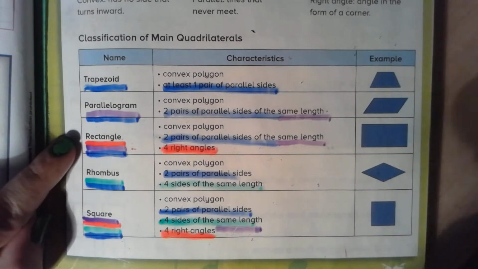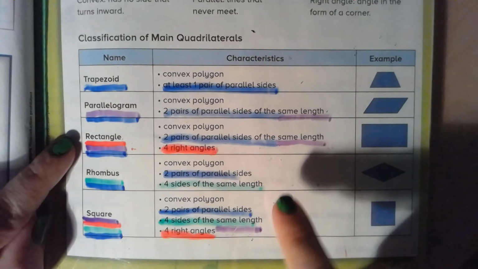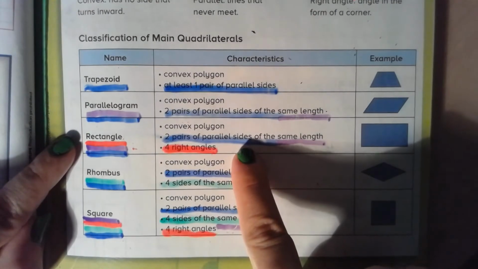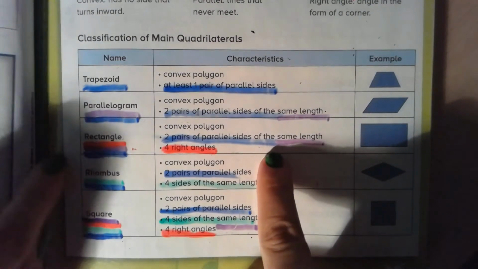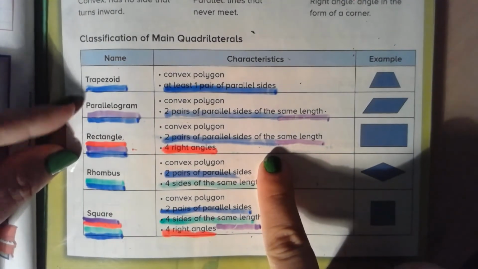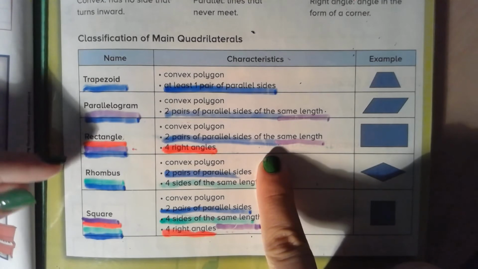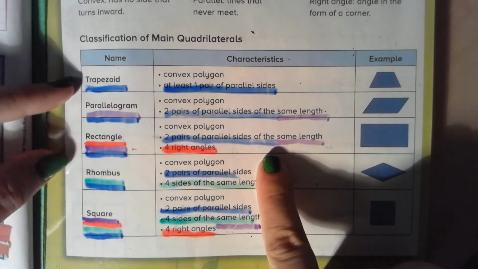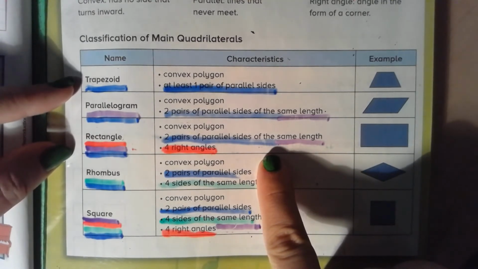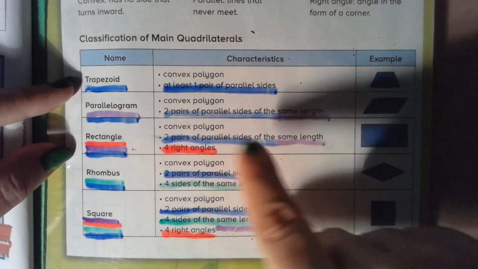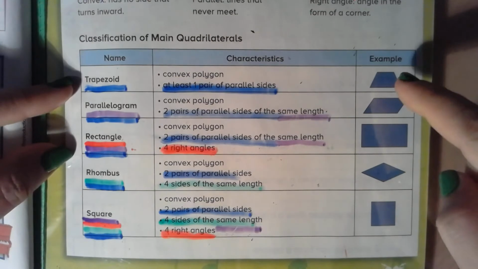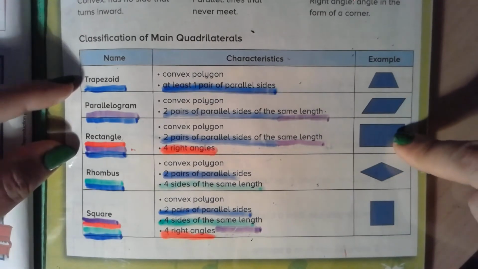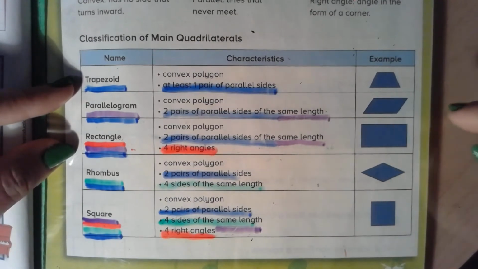Yes, it can be, because a parallelogram only needs 2 pairs of parallel sides the same length, and a rectangle has that. So a rectangle can be a parallelogram. Can a rectangle be a trapezoid? Yes, because a trapezoid just needs at least one pair of parallel sides, and a rectangle does have at least one pair of parallel sides.